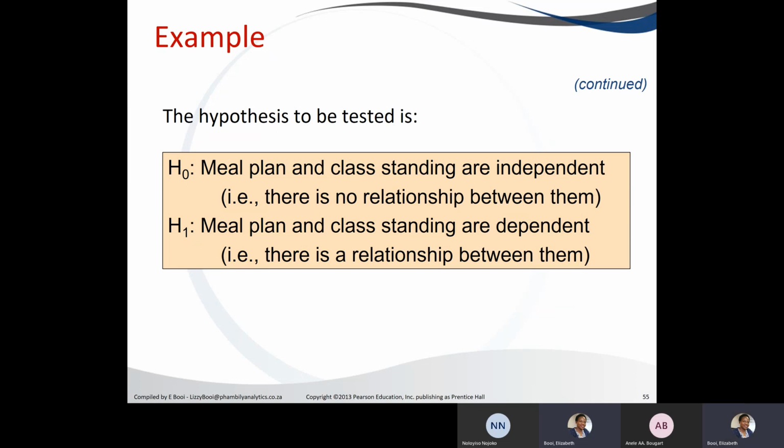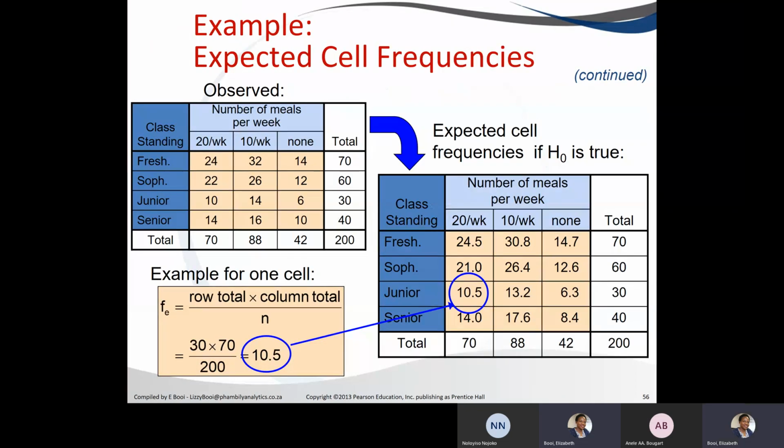The alternative will say they are dependent. Step number 2 will be to calculate or state what we are given. In this instance, we will be calculating the expected frequencies, which is our FE. Remember, it is our row total multiplied by the column total divided by N.